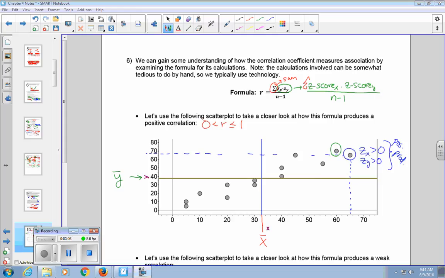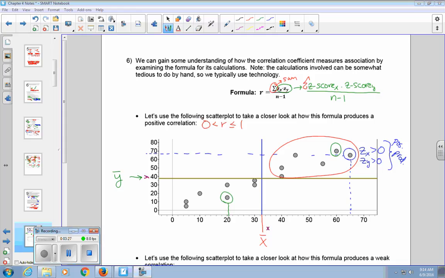And in fact, what we'll notice is that the same will hold true for all of these points up here in this section of the graph. All of them are going to have positive products. If we go to this other section of the graph, so let's take a look at this point here. Its x value, or x coordinate, is below the mean. Notice it's to the left of that vertical line.